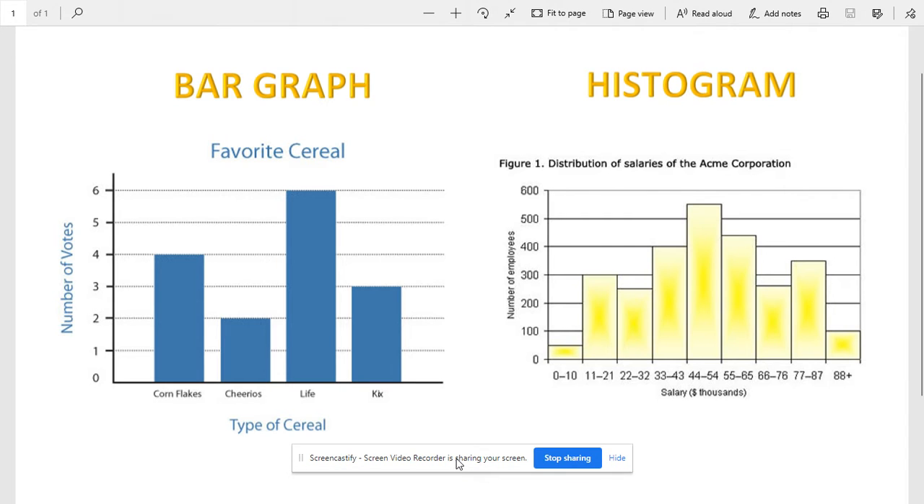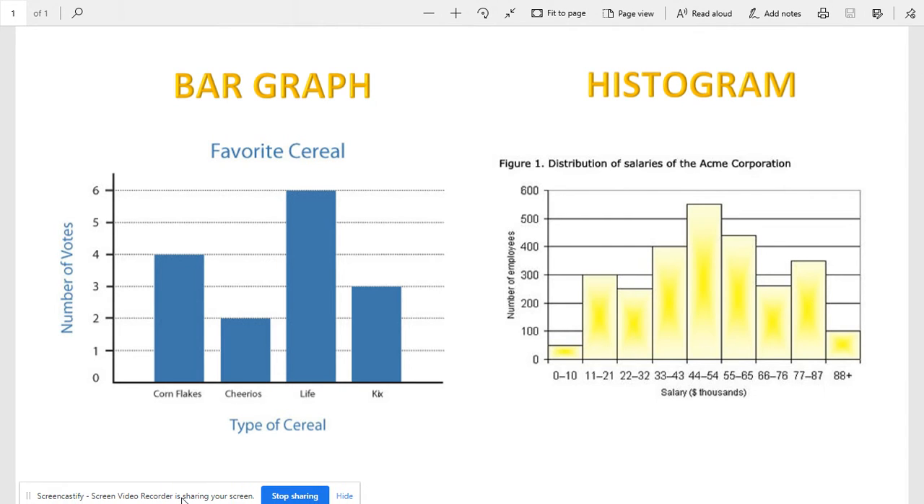So today we're going to talk about histograms. This video might get a little bit long, so if you need to pause it and walk away for a minute and then come back after a break, that's okay. So I have on the screen the comparison between a bar graph and a histogram. Many of you are used to seeing both, but you probably didn't realize that there was a difference.